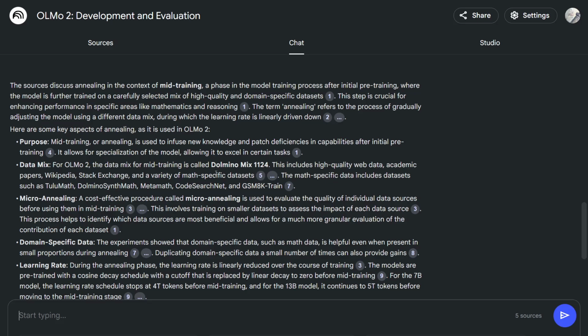RLVR, this sounds intense. It is. Now the focus is on specific tasks where the answers can be objectively verified. Like math problems or fact-checking. Exactly. The model only gets rewarded if its output is demonstrably correct. So it's not just about sounding good. It's about being right. You got it. It's all about training for accuracy and precision.